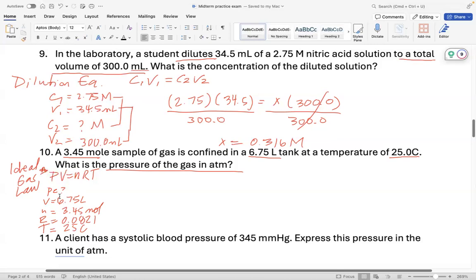specific about the units. So the pressure has to be in atmospheres or ATM, which we're solving for. So it's going to come out in ATM. Volume needs to be in liters, which it is. N needs to be in moles, which it is. R, we don't need to worry about, that's a constant.